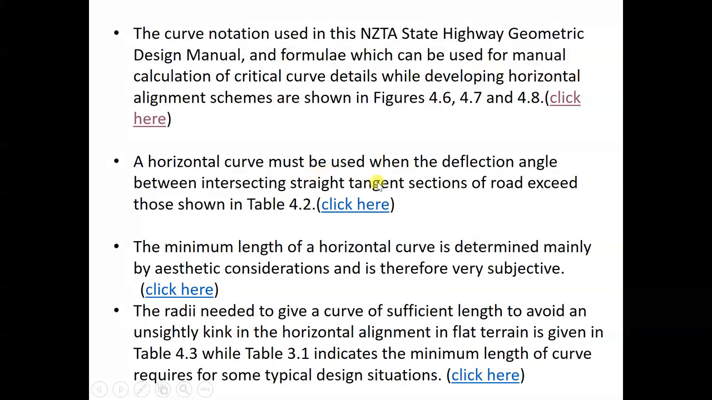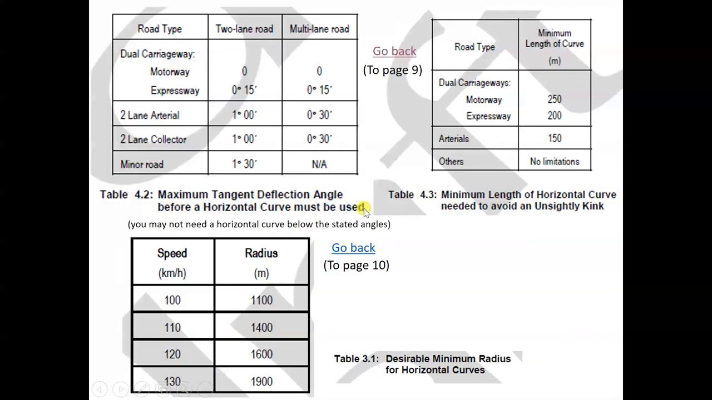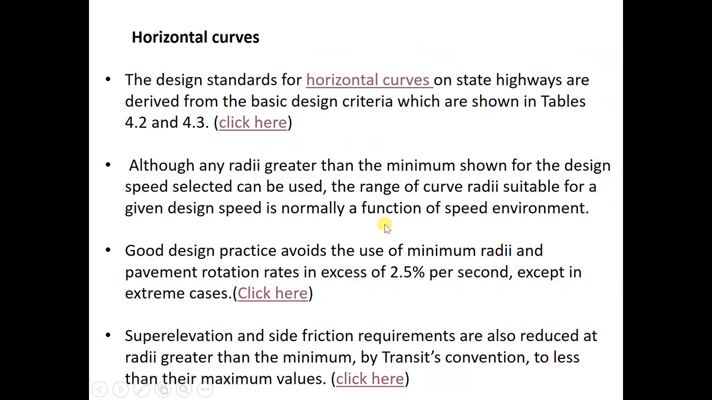So a horizontal curve must be used when a deflection angle between the intersecting tangent sections of road exceeds those in table 4.2. Okay, so this one, just now we said that if it exceeds all this deflection, then we need to use the curvature.